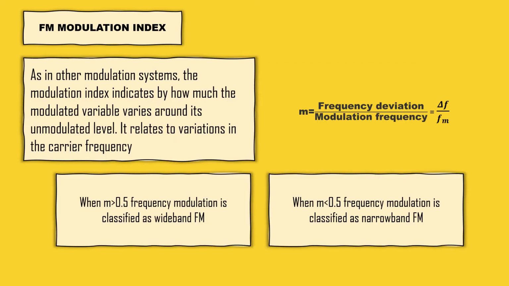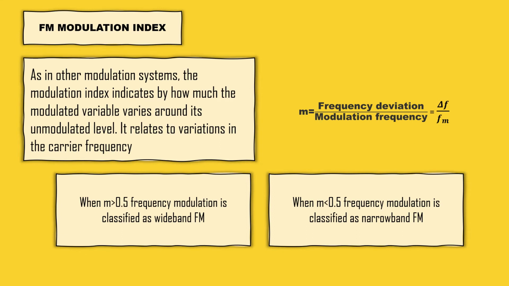For the modulation index of frequency modulation, as in other modulation systems, the modulation index indicates by how much the modulated variable varies around its unmodulated level. It relates to variations in the carrier frequency. It can be expressed as m equals frequency deviation over modulation frequency. In mathematical terms, it is the delta of f over f sub m.